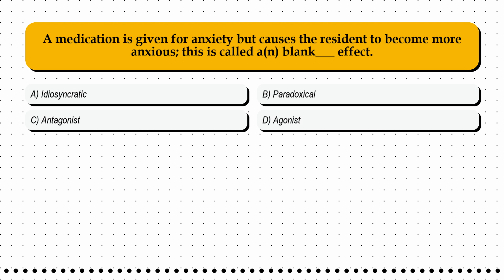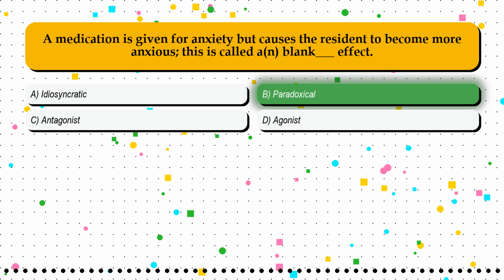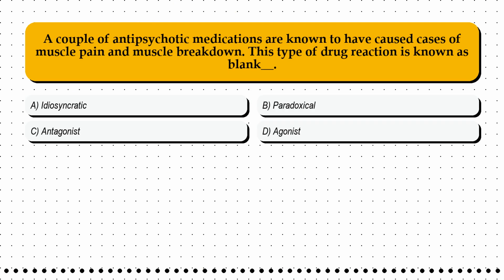This is called a blank effect. Option A, idiosyncratic. Option B, paradoxical. Option C, antagonist. Option D, agonist. The correct answer is option B, paradoxical. Question 37. A couple of antipsychotic medications are known to have caused cases of muscle pain and muscle breakdown.